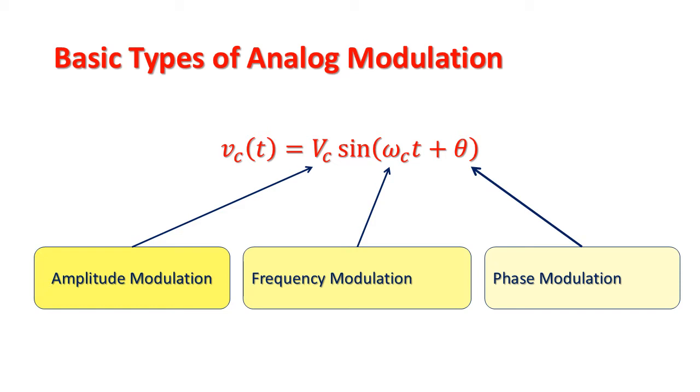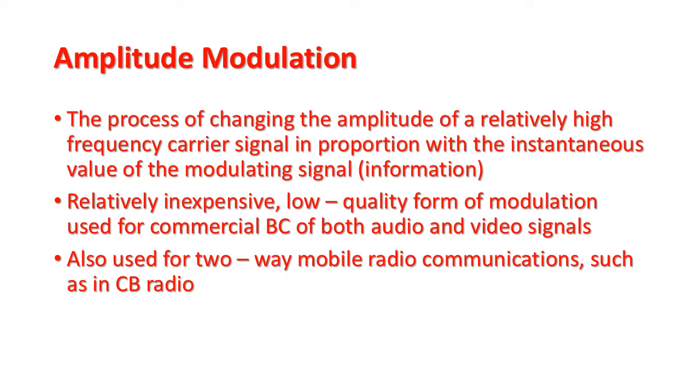Note: frequencies that are high enough to be efficiently radiated by an antenna and propagated through free space are called radio frequencies, or simply RF. Amplitude modulation is the process of changing the amplitude of a relatively high-frequency carrier signal in proportion with the instantaneous value of the modulating signal. This type of modulation is relatively inexpensive and low quality, used for commercial broadcasting of both audio and video signals. Amplitude modulation is also used for two-way mobile radio communications, such as in citizens band radio.